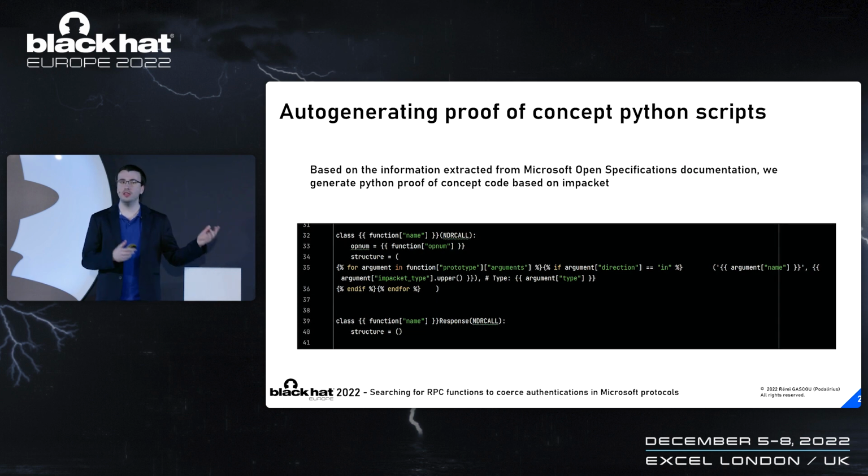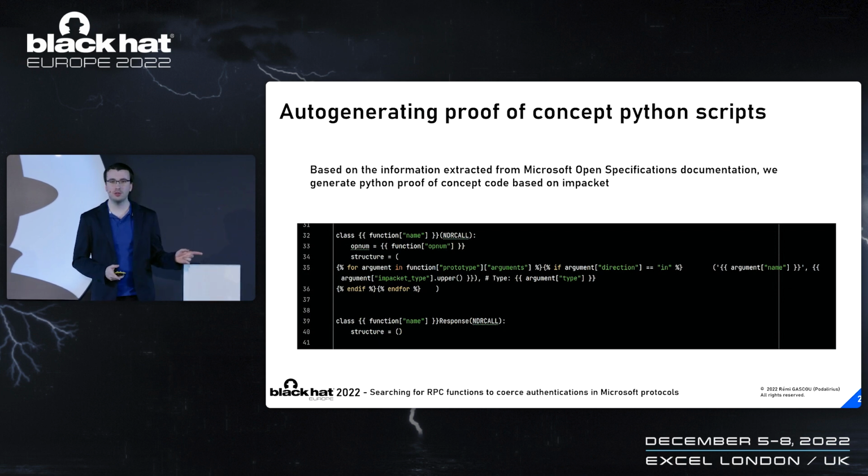But now that we have a list of functions that are promising, what we want is to automate most of the work to create proofs of concept, because one of the parts of this research was to find the actual functions that we are going to use, but the other part is to automatically generate proofs of concept, because we are not going to write 200 proofs of concept by hand.